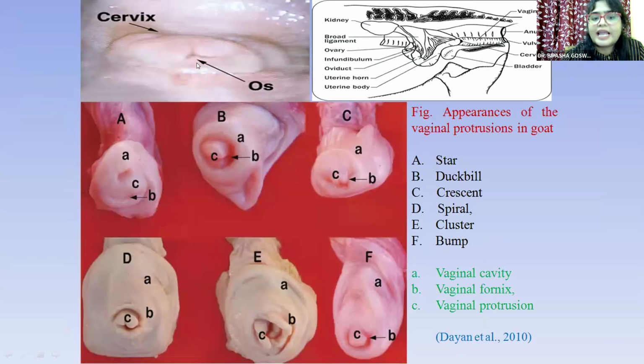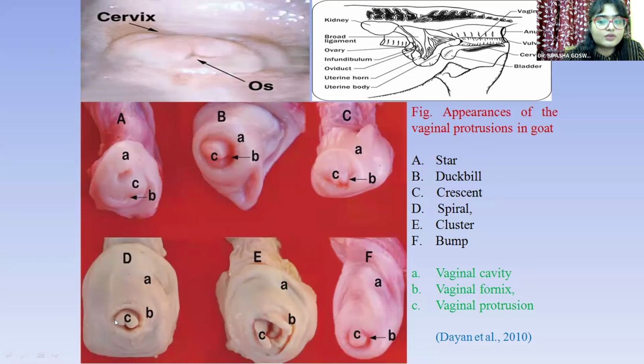This os has different types of structure. This structure is known as star structure. And this one, where there is a protrusion-like structure, is known as duck bill structure. Another structure has a crescent-like shape, which is why it is termed crescent structure. Crescent appearance, actually, vaginal protrusion.